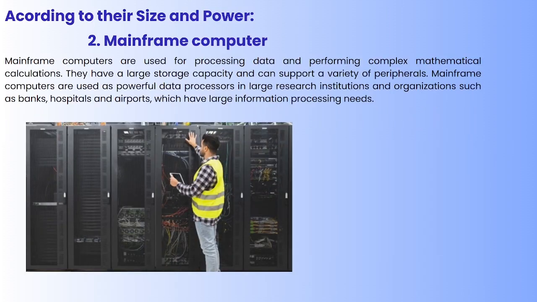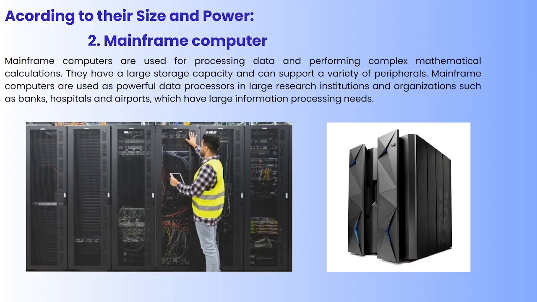Number 2 is mainframe computer. Mainframe computers are used for processing data and performing complex mathematical calculations. They have a larger storage capacity and can support a variety of peripherals. Mainframe computers are used as powerful data processors in large research institutions and organizations, such as banks, hospitals, and airports, which have large information processing needs.